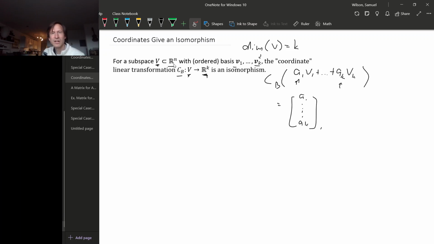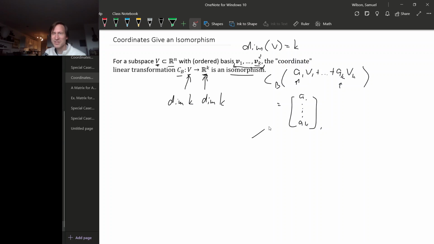We're trying to show that this is an isomorphism. These two spaces both have the same dimension, k. R^k is obviously dimension k, and V is dimension k because it has a basis with k vectors in it. When we know two spaces have the same dimension, we have a lot of choices for how to show the transform is an isomorphism. We could show that it's one-to-one, or we could show that it's onto.